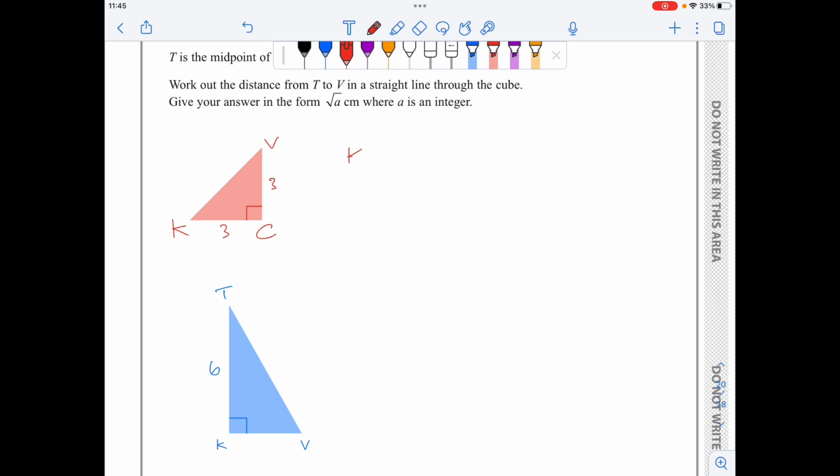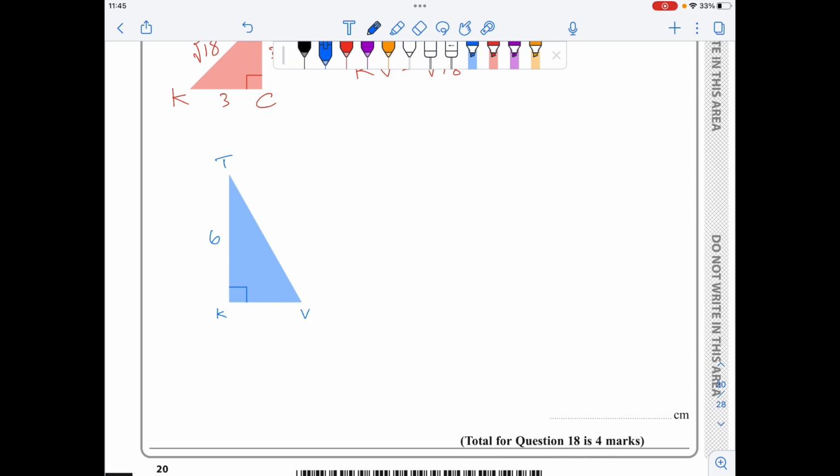So KV squared is equal to 3 squared plus 3 squared, which is 18. So KV is the square root of 18. And then let's copy this on the blue triangle. So TV squared is equal to square root of 18 squared plus 6 squared, which is equal to 54. Hence, TV is the square root of 54. Now, I will leave this as it is because I'm asked to give the answer in the form square root of a, where a is an integer.